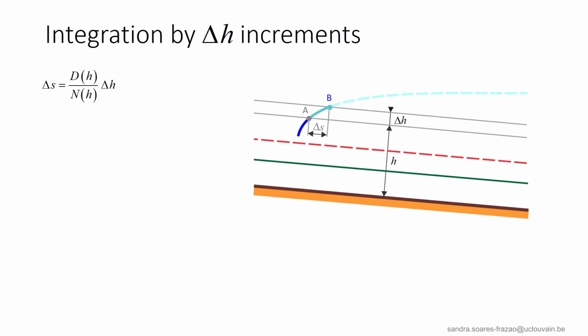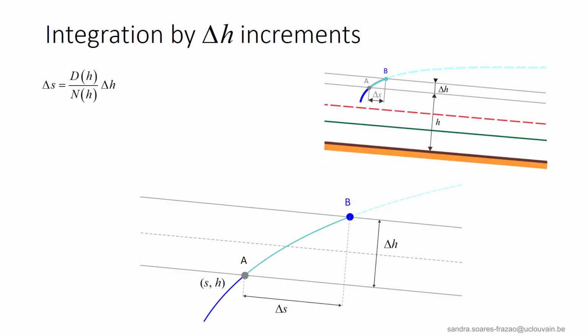Let us assume that we know the water profile until point A here, and we look for point B with a water depth H plus delta H. We look then for the distance delta S corresponding to this depth increment delta H. If we select an increment delta H, we can easily calculate the corresponding increment delta S just by calculating the value of the denominator and the numerator for the depth H at point A, so the starting point. And the exact solution that we are looking for is point B here.